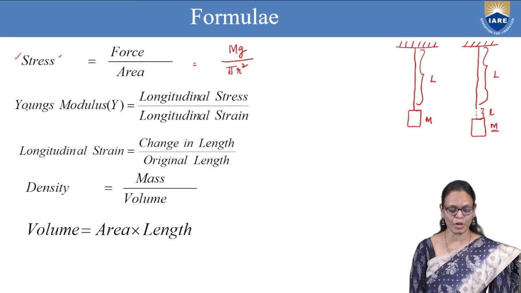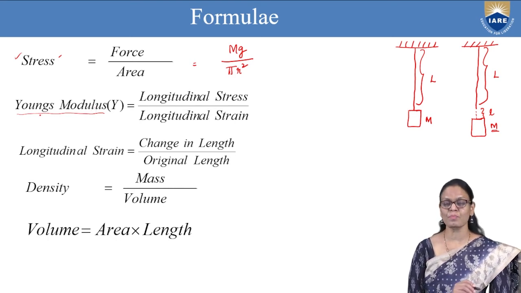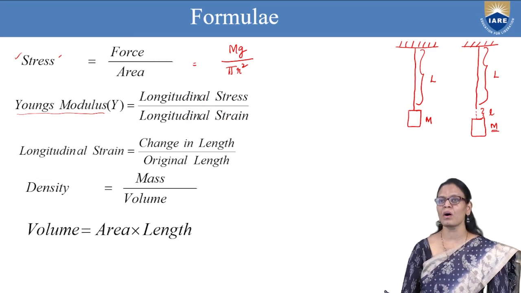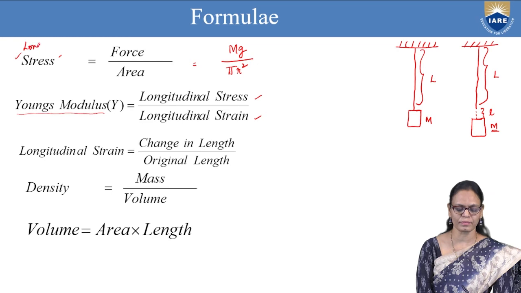Now, coming to Young's modulus. What is Young's modulus? This comes from the Hooke's law we have seen. Young's modulus says that the ratio of stress to strain is a constant. So, Young's modulus is equal to longitudinal stress upon longitudinal strain. Why are we considering longitudinal? We are only considering the elongation lengthwise. So, what is the longitudinal stress and what is the longitudinal strain? In this case, if I am talking about stress, it is longitudinal stress.